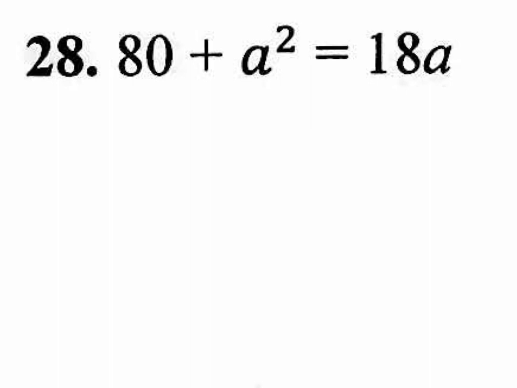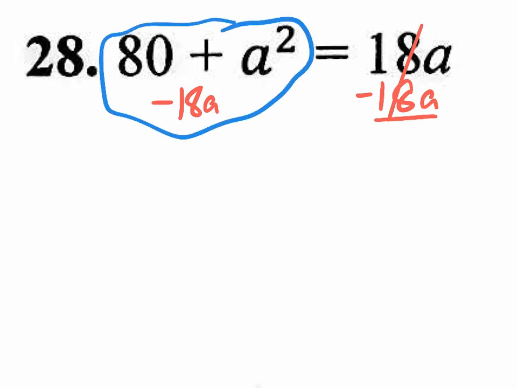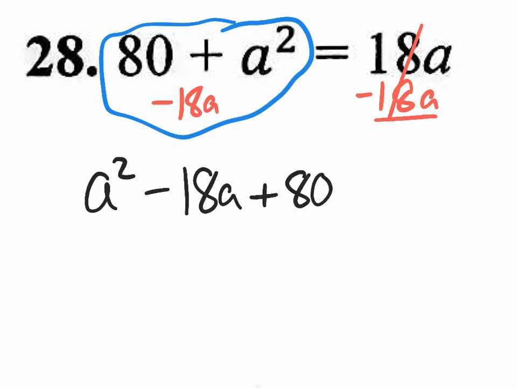Number 28, we cannot factor yet. We need to get everything to one side and set it equal to 0. Subtract 18a, cancels. Subtract 18a. Now let's rewrite this whole thing in standard form. You can't really combine any of these three terms because they're all different terms. So let's write it in standard form. I have an a squared, let's write that first. I have a minus 18a, let's write that second, and I have a constant plus 80 at the very end. Now it's in standard form.